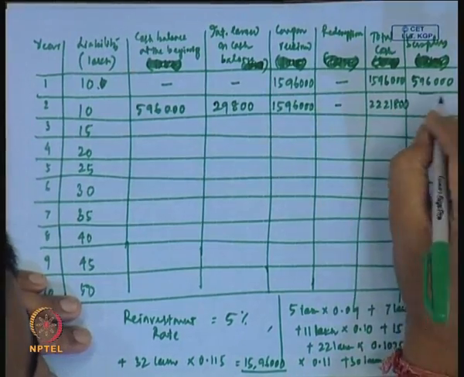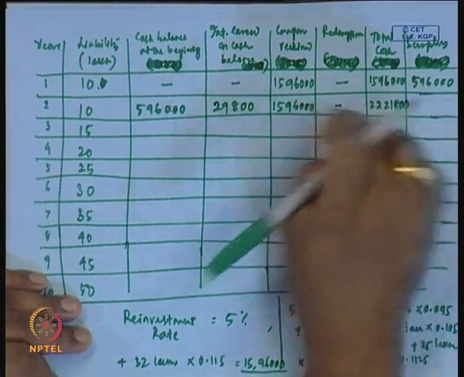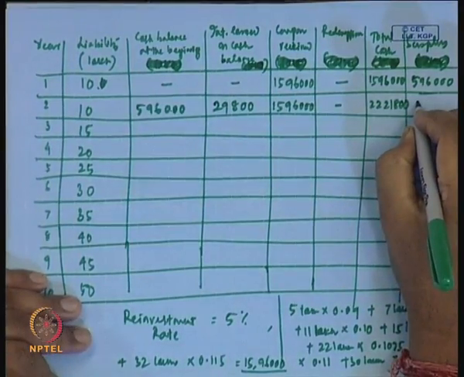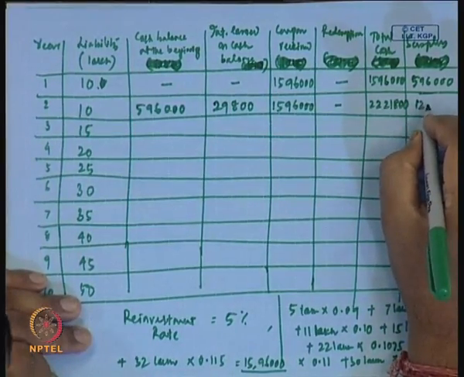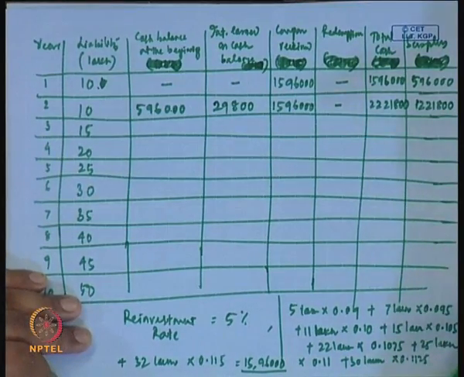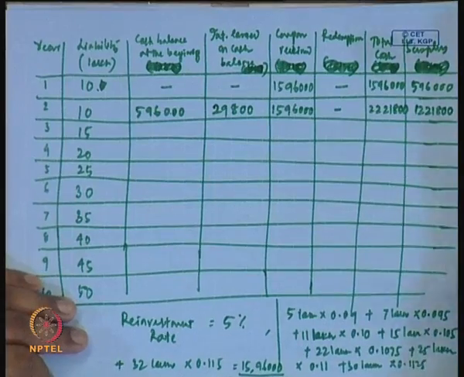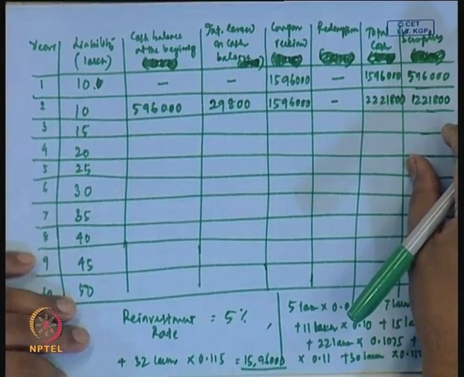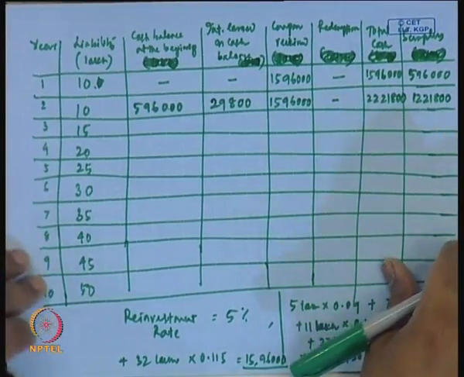22,21,800, and the value will be this minus this, which will be 12,21,800.